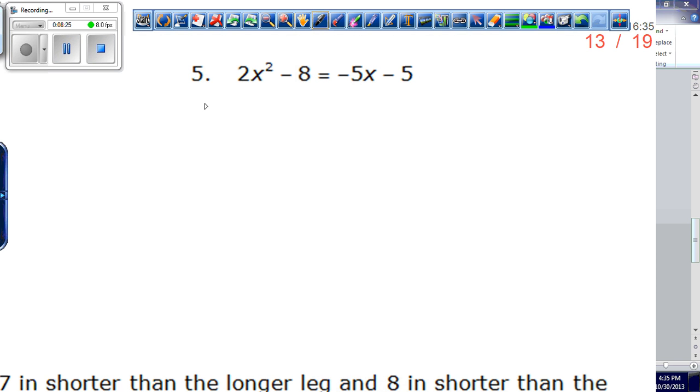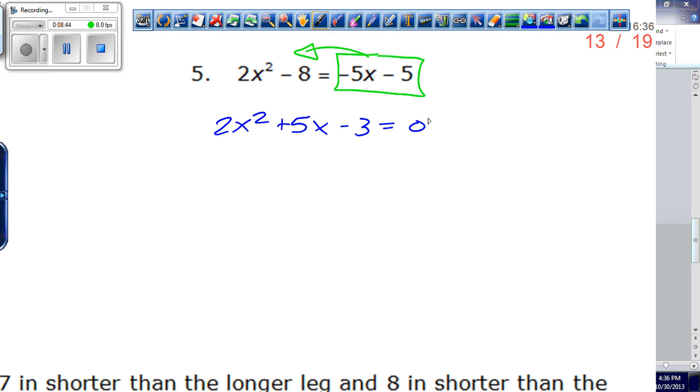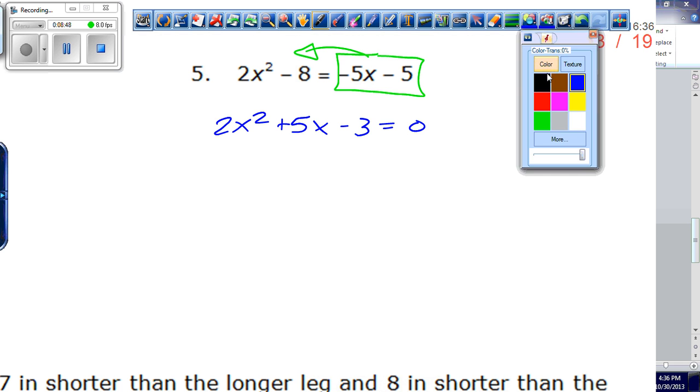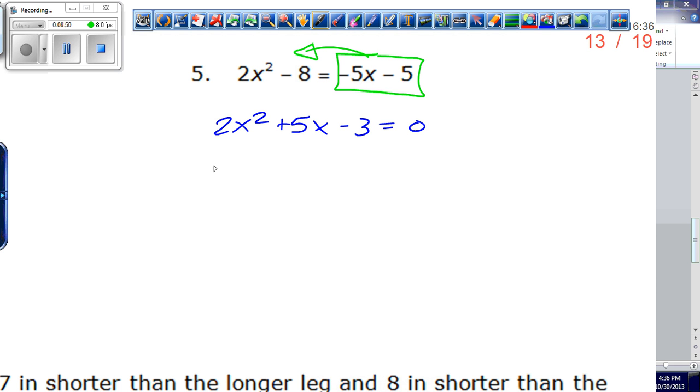First step, we got to do something first. We got to get everything on one side. So I want to move this junk over there because it's not equal to 0. So I still have 2x squared. I move 5x over, so it becomes positive 5x. I move 5 over, so it becomes -3. And that equals 0. Next step, I do GCF. I don't have any GCF. So I got to do a little trickery here.